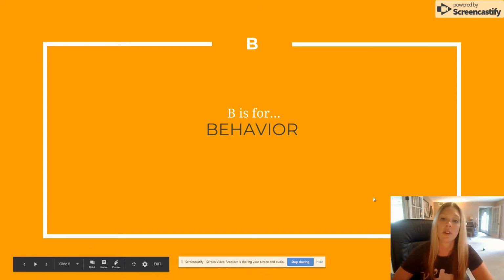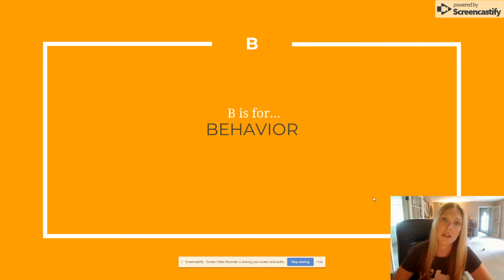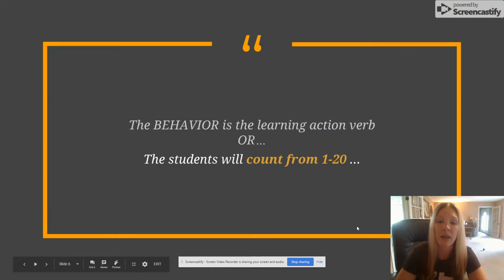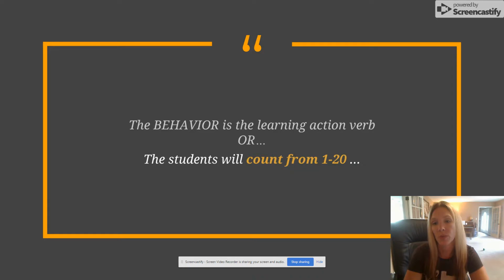B is for the behavior. The behavior is the skill or the actual thing that you want your students to be doing. Specifically, it's going to start with the learning action verb. What verb do you want to use? What is that learned skill that they're going to show or demonstrate for you?